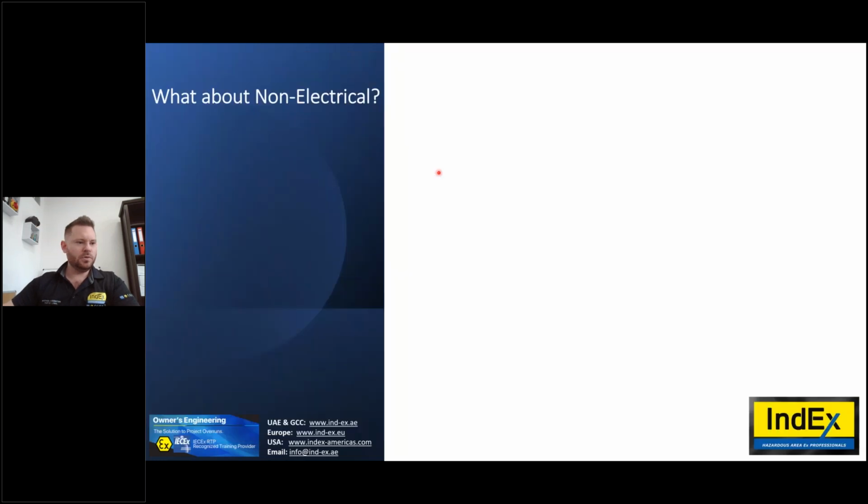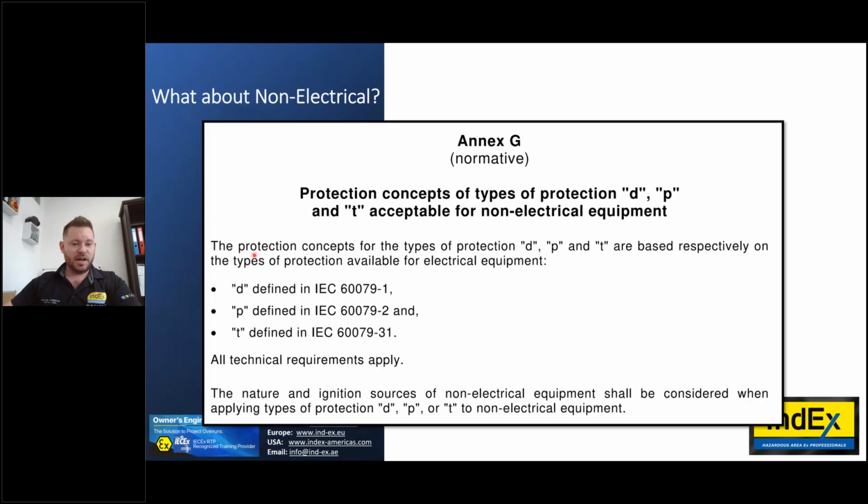Now, what about non-electrical? Well, ISO IEC 60079-36 EXT, the protection concepts for D, P, and T are based respectively on the types of protection for electrical equipment. So EXT, all the technical requirements apply. The nature and ignition sources of non-electrical equipment shall be considered when applying the protection of EXT to non-electrical equipment.